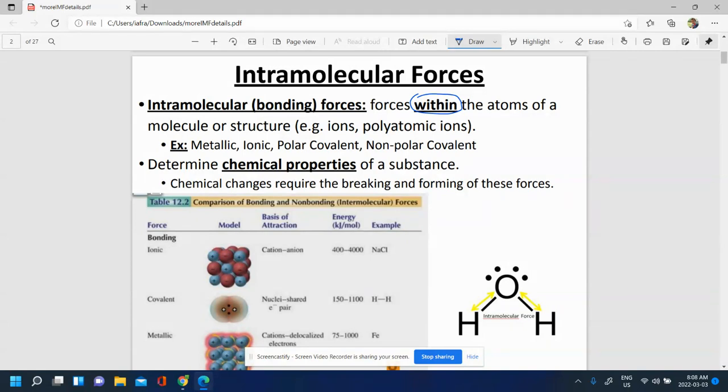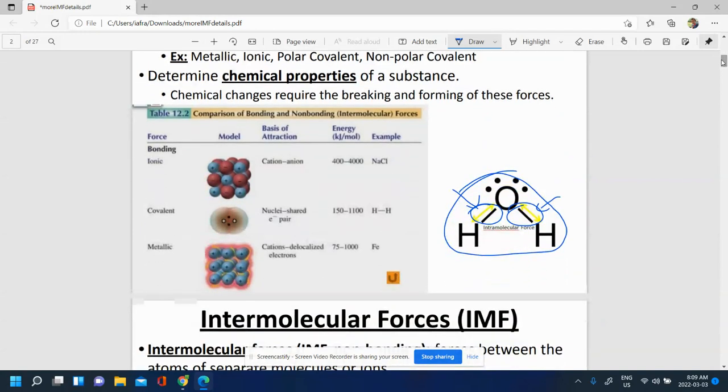So if we take a look over here, we have the water molecule and these two bonds over here. These are intramolecular forces or bonding forces that hold the atoms of the water molecule together. And so the main types of intramolecular forces or bonding forces are the ionic, covalent, and metallic bonds. So what I want you to pay attention to here is just their relative strengths. You'll notice, for example, that they do range quite a bit.